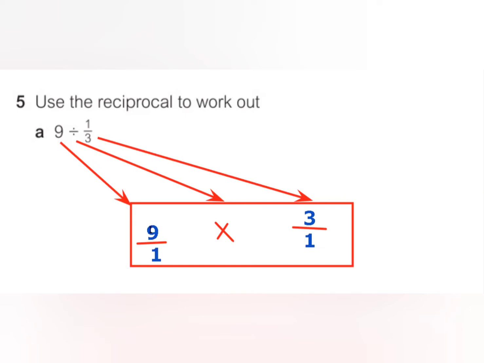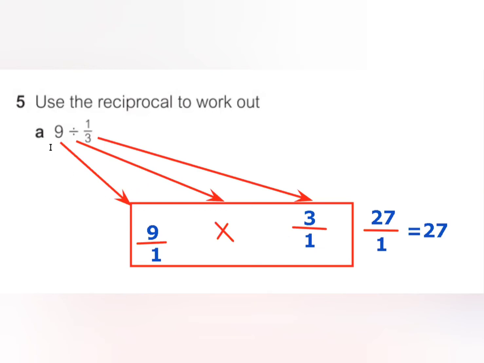Now we multiply the numerators. 9 times 3 equals, very good, 27. And then 1 times 1, we multiply the denominators, equals 1. So the answer is going to be 27 over 1. And 27 over or divide 1 equals, very good, 27. And that's the idea of this question.